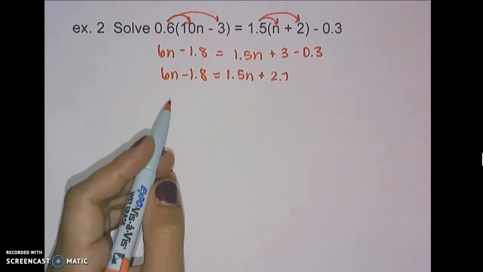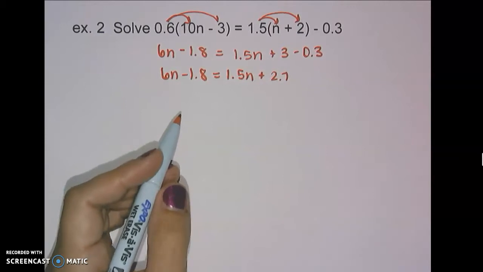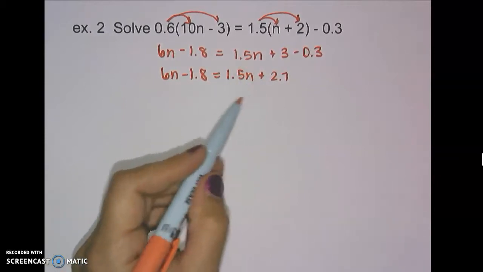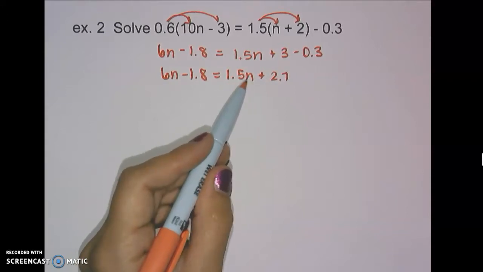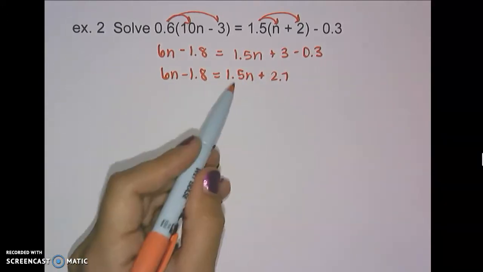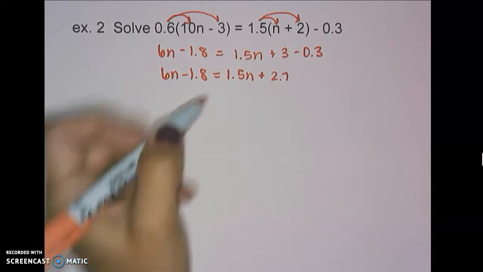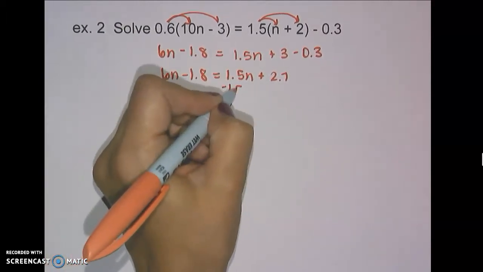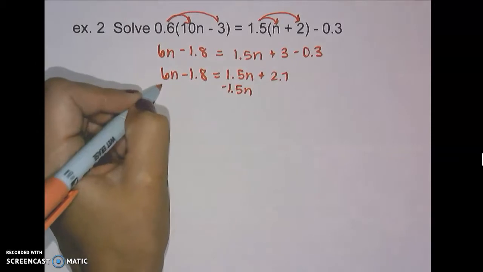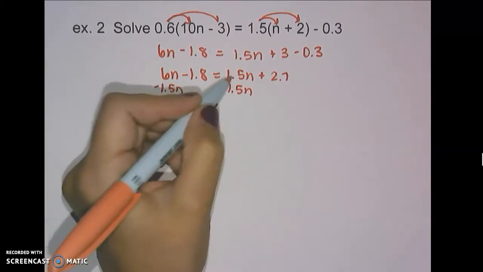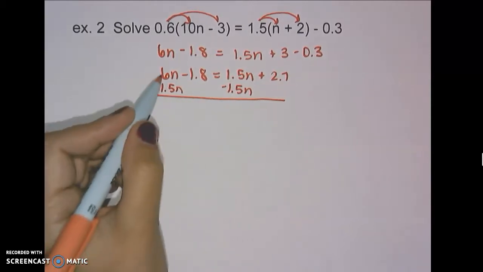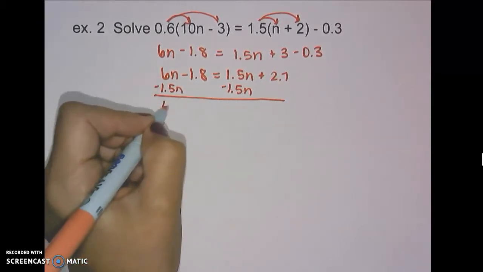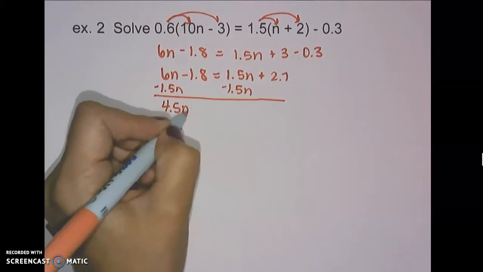So the next thing is to get our n's together. I always like to move the smaller coefficient. Remember, coefficient is just the number in front of the variable. So 1.5 is smaller than 6. So I'm going to work on moving those over so that I can always stick with a positive coefficient if possible. So since it was a positive 1.5n, we're going to subtract it. 6 minus 1.5 would be 4.5n.